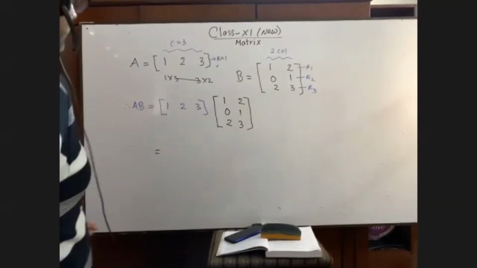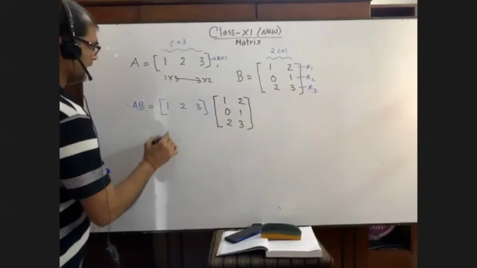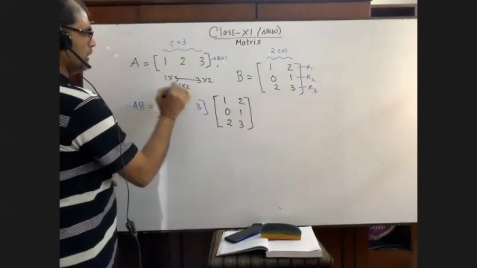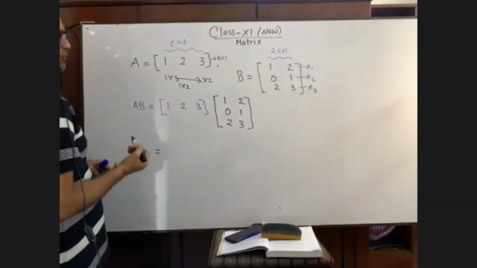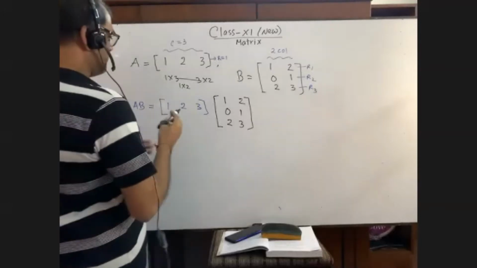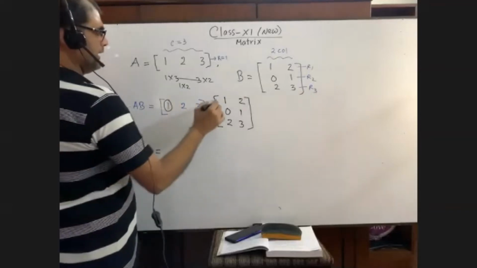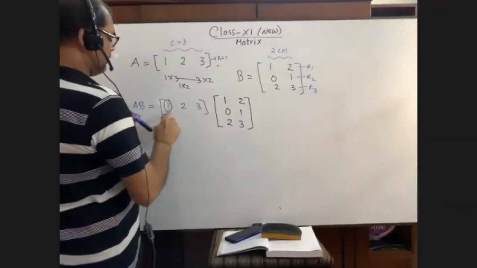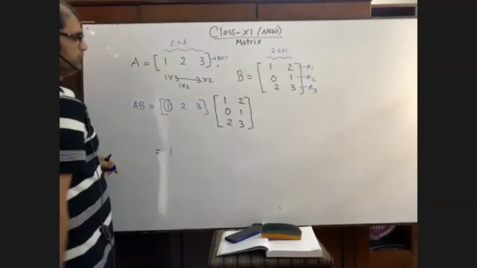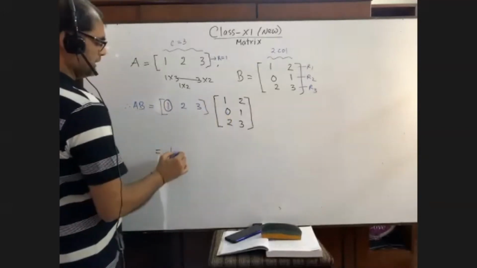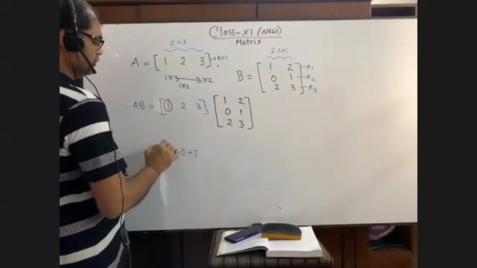Now see how to do this math. Please pay attention. At first, it is 1 into 2, only 1 row and 2 columns. Now 1 into 1 equals 1, plus 1 into 0 is 0, plus 1 into 2 is 2. Please try to understand.